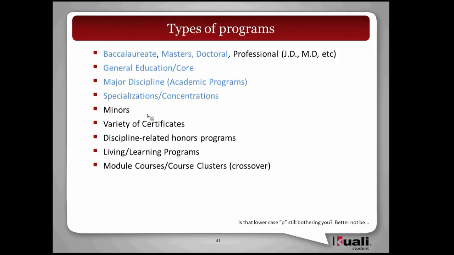So thinking about types of programs, blue is just an indication that these are things that are currently in curriculum management. The others are not. We have the concept of baccalaureate, master's, doctoral, professional programs. We have general education courses, especially in undergraduate programs, which typically have some kind of general education component that's part of the requirement of earning a baccalaureate. We have our majors, like sociology or English. These are the particular requirements and programs that are specific to that discipline.